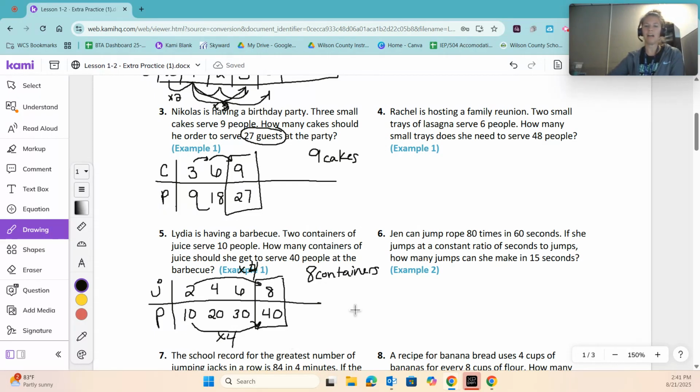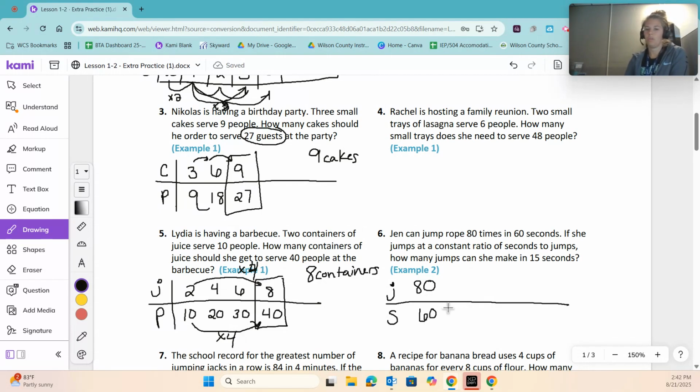Now a little bit of a different type of problem is right here. Jen can jump rope 80 times in 60 seconds. If she jumps at a constant ratio of seconds to jumps, how many jumps can she make in 15? So this time, we're going from a larger number, 60 seconds, to a smaller number, 15. So this is going to be called scaling down. So she jumps 80 times in 60 seconds.